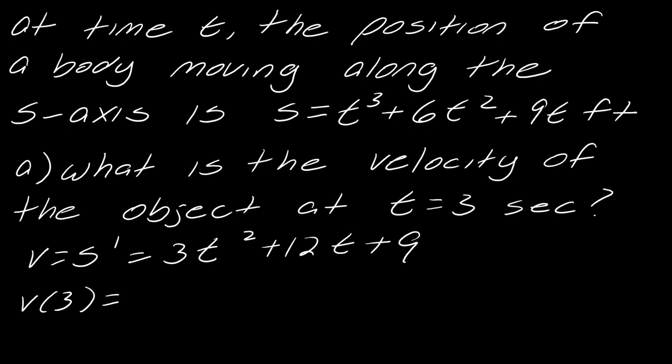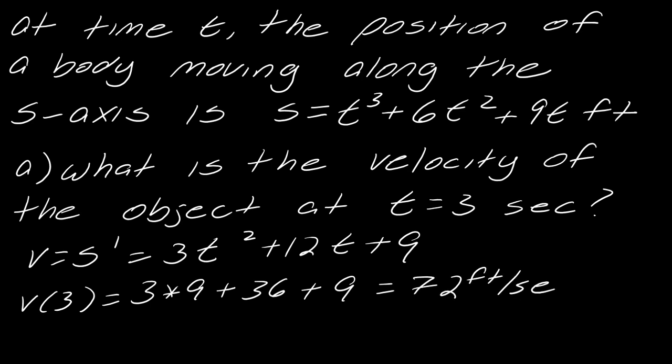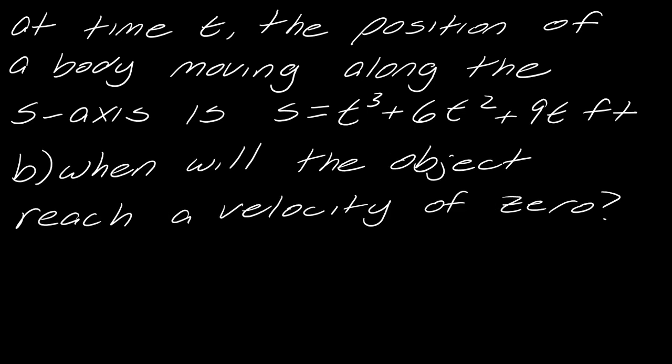So I have v of 3. This will be, let's see, 3 times 9 plus 36 plus 9. So that equals 72, and that'll be 72 feet a second for your units. Okay, and then when will the object reach a velocity of 0?